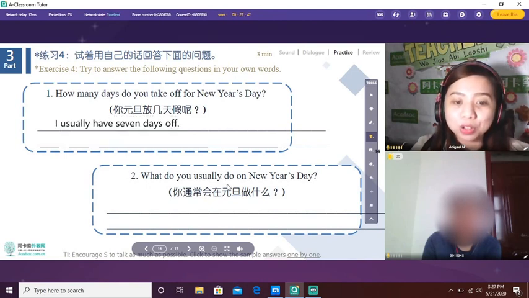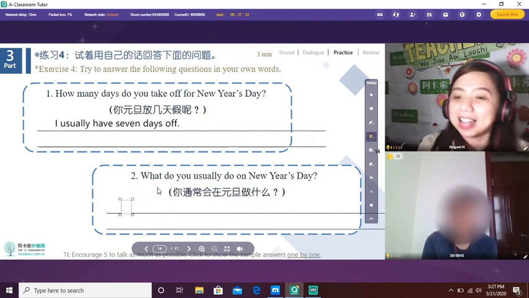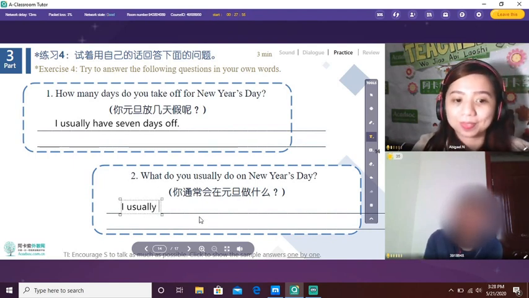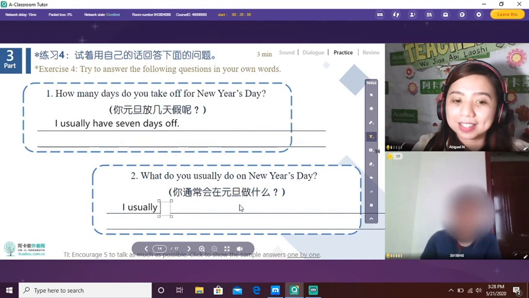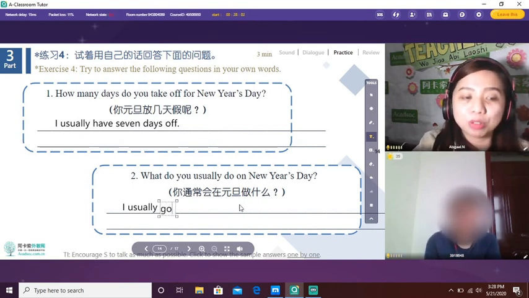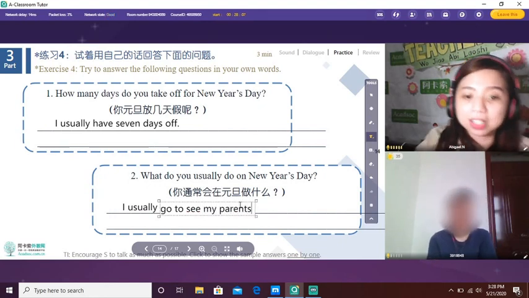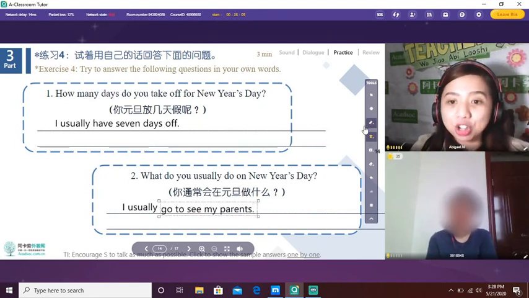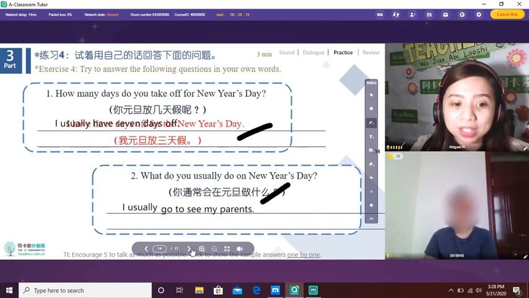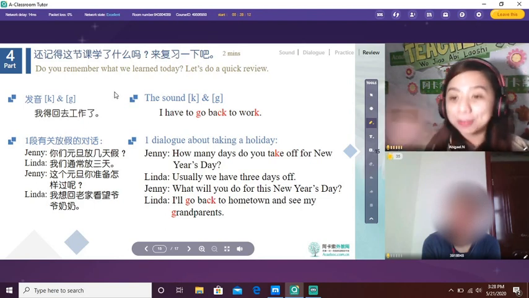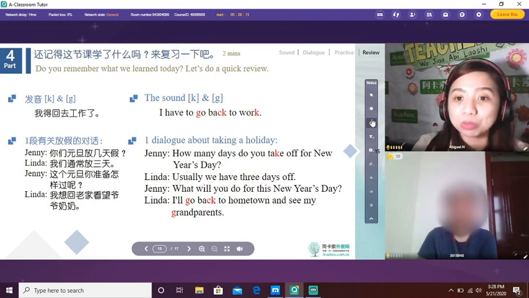And what do you usually do on New Year's Day? I usually go to see parents. Okay, go to see my parents. Yes, very good. This is correct. Good job, Jin. So remember these questions. Now, for a recap, please remember the two sounds, okay?